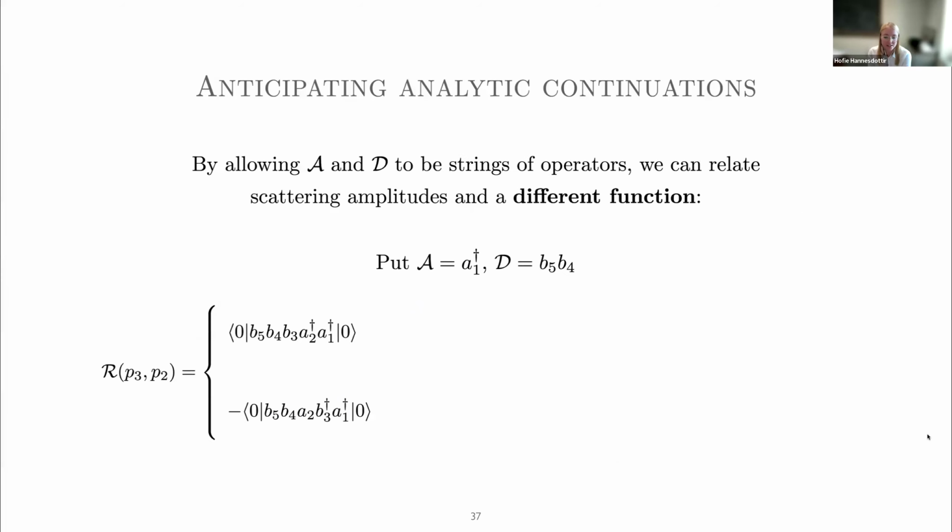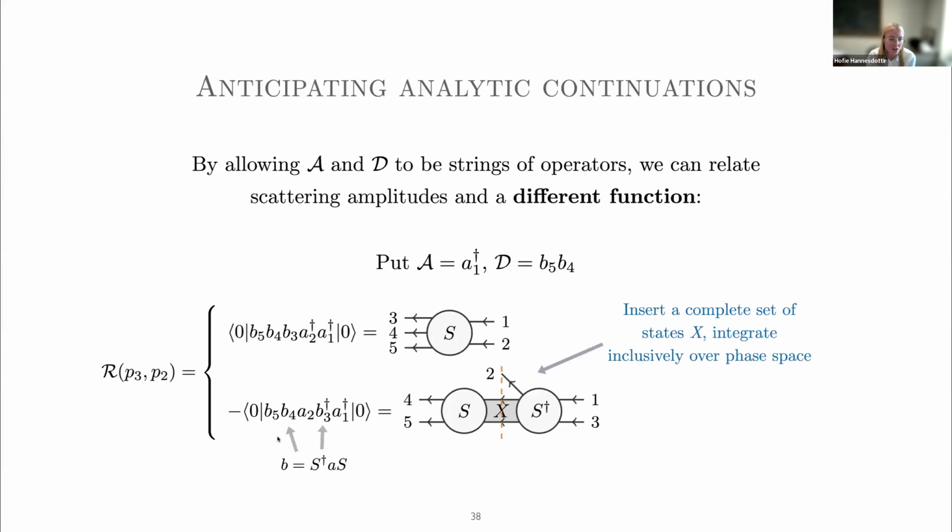So let me emphasize this. By allowing A and D to be strings of operators, we can relate scattering amplitudes and a different function. So here I'm going to put the A to be a 1 particle operator, A1 dagger, and D to be actually 2 particles, 4 and 5. So what the retarded product then relates, if we follow the same logic as in the proof of crossing from the 60s, is that it relates a scattering amplitude to a waveform.